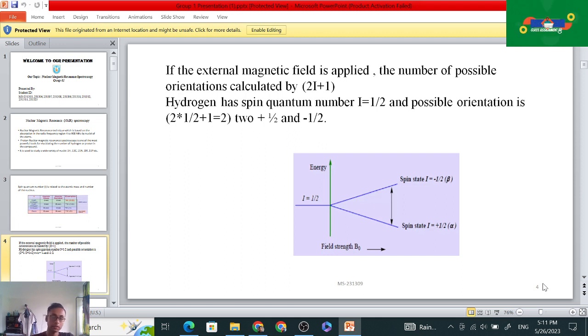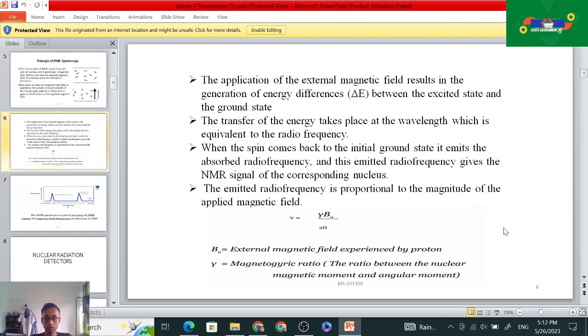So here, energy versus field strength B naught. The spin state I equal to minus half is here, and the spin state here is plus I by 2, which is alpha.